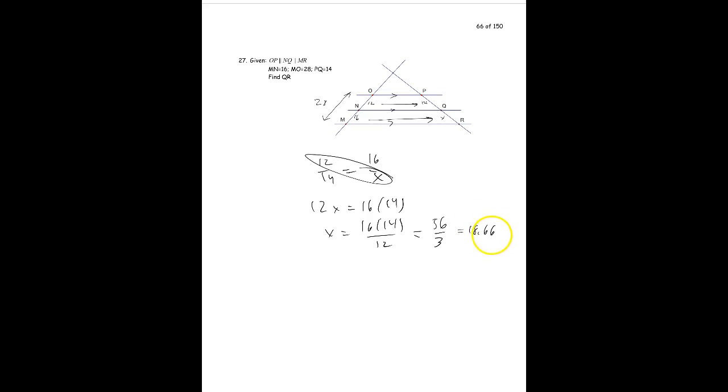And now, because these are in a way proportionate pieces, we can know that 12 turns into 14 and 16 turns into x. So we can solve that proportion. 12x equals 16 times 14. x equals 16 times 14 all over 12 to get it by itself. If you put that into your calculator, you will get about 56 thirds, which is 18.666 repeating.